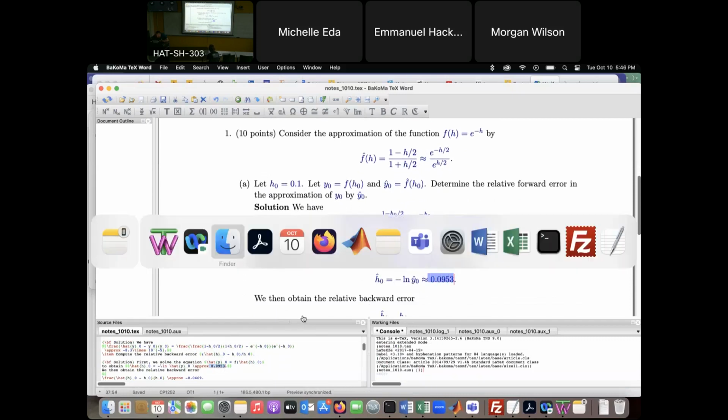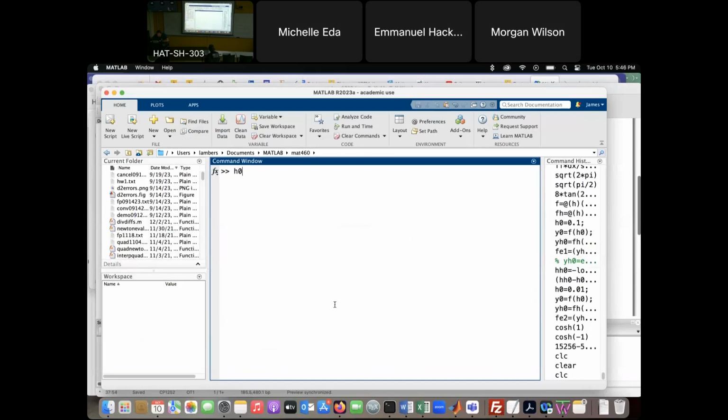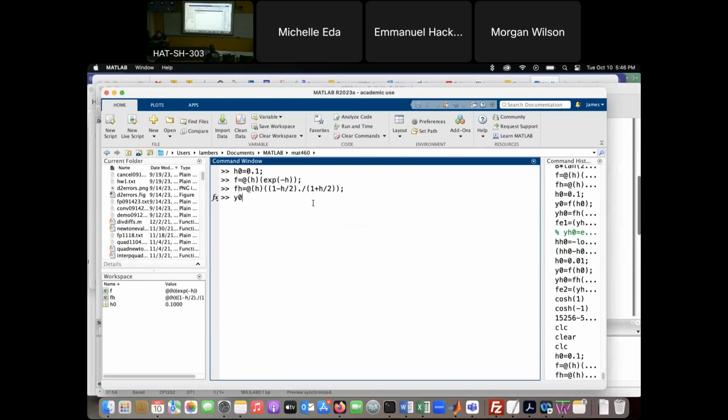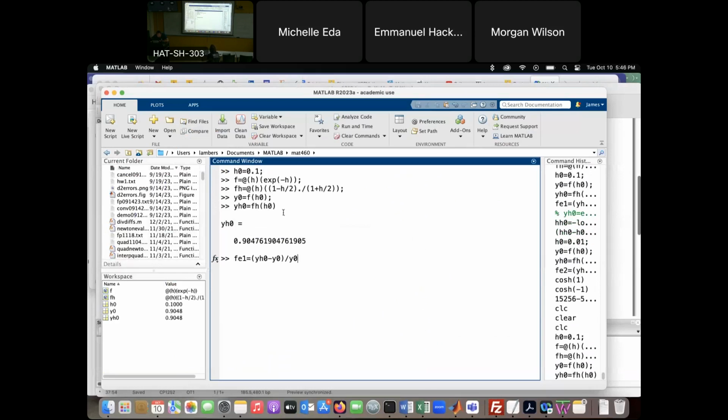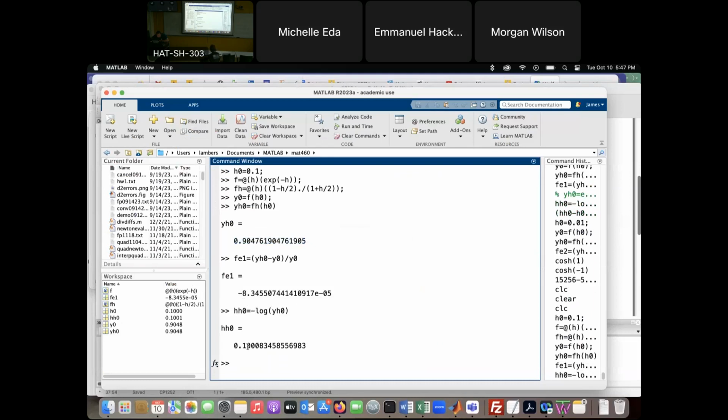Okay, I'm just going to go ahead and flip over to MATLAB and compute these things. I have 0.1001. Here we define the function for the true function and the approximation. The y naught is from the exponential, y hat naught is the approximation. And then the error: minus 8.3 times 10 to the minus 5. Then I'm going to take minus natural log of my approximation using my h naught hat. So, very close to the original h naught of 0.1.